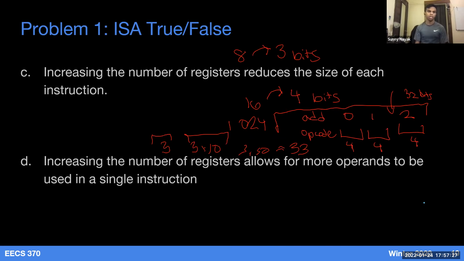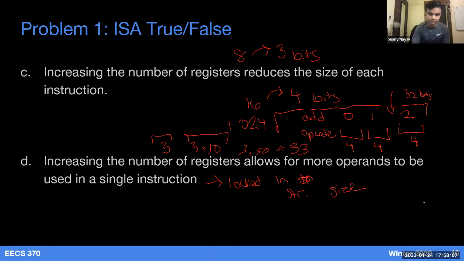Looking at part D, it says that increasing the number of registers allows for more operands to be used in a single instruction. In short, this is false as well. And the reason for this is that if I had to increase the number of registers, let's assume, like for this case, that I am locked in at whatever the instruction size is. So I cannot make my instructions bigger, right?